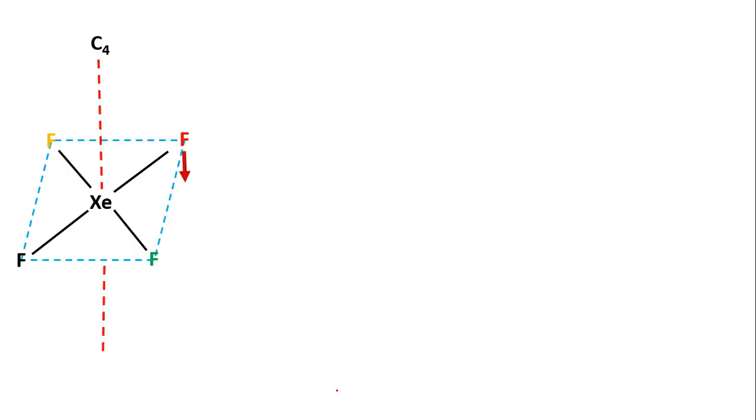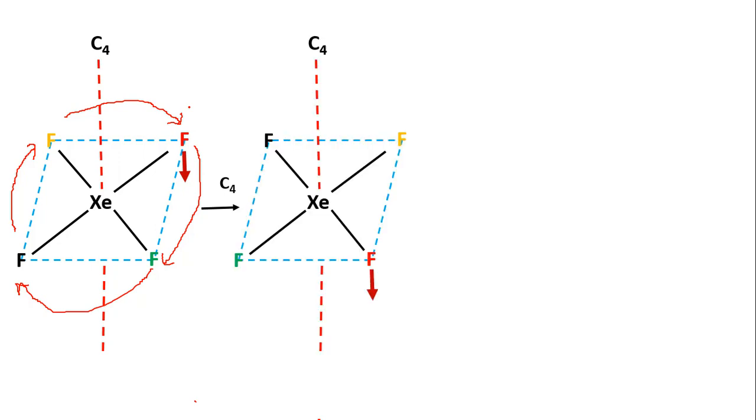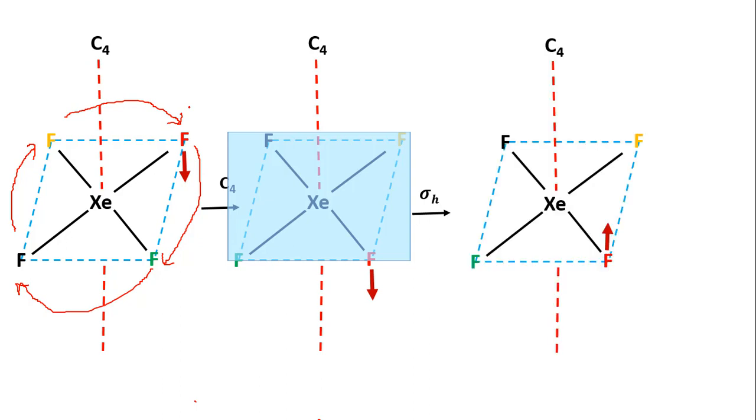When you do the C4 rotation about this structure, you will get something like this. This red will come to the place of green, green will come to the place of black, black will come to the place of yellow, and yellow will come to the place of red. And after they shift, you get something like this. Arrow is pointing downwards. Now if you reflect it about the plane sigma h, which is perpendicular to C4, all the atoms will remain in the plane and they will remain unshifted. The downward arrow will become an upward arrow, and you have performed S4 four times.